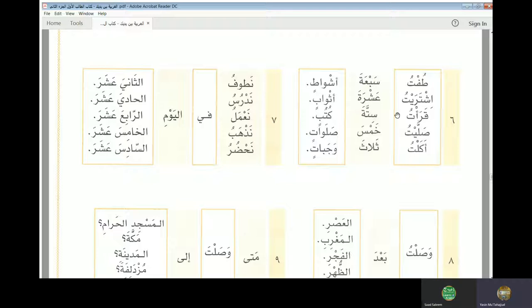Kutubin. I read six books. Your voice kind of sounds like a robot. Okay, I'll just continue to read till it clears up, I guess.